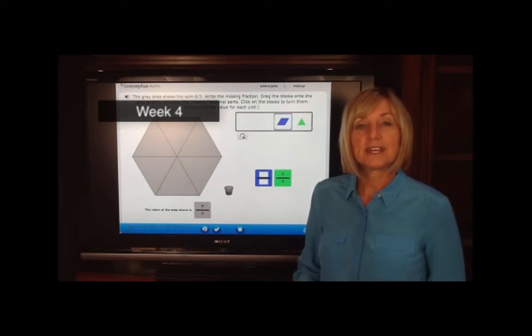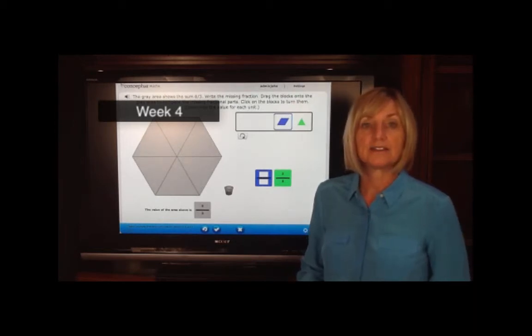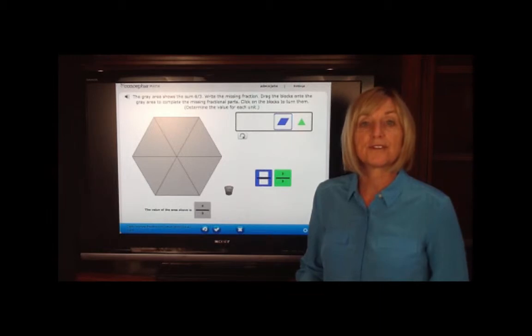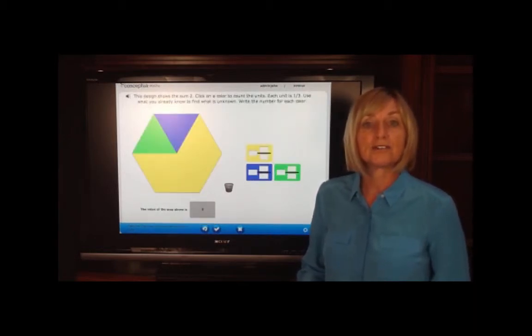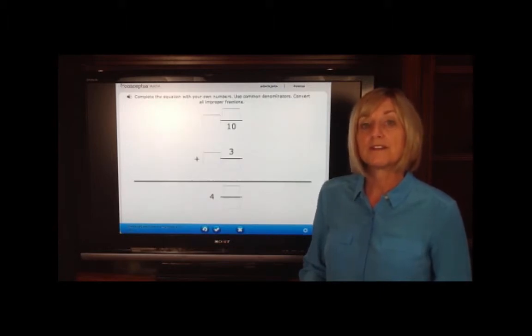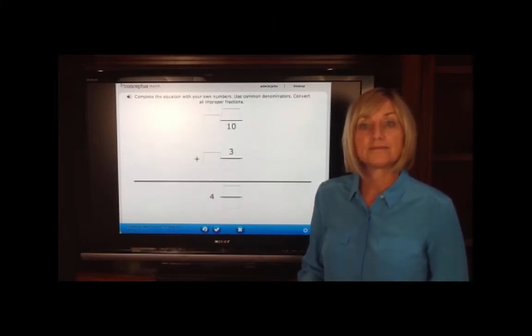In the fourth week, they take that understanding to apply that knowledge. They learn that addition and subtraction with fractions, mixed numbers, and improper fractions can be used to solve a variety of problems. In this example, this shape here represents a value of 6/3 or 2 wholes. Students complete the model by dragging in colored shapes, and then they write the fractional value. So they write the fraction, the part related to the whole. In this case, this whole actually represents the number 2, or a value of 2 wholes. They also work with finding unknowns in equations.